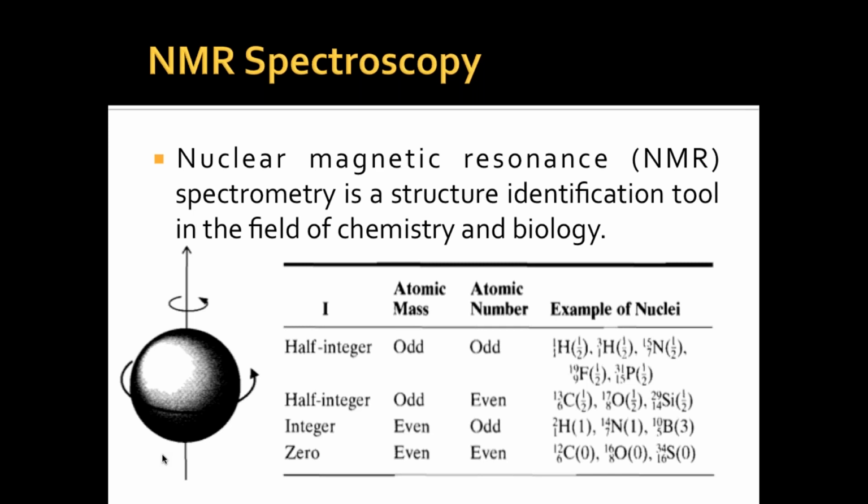as you can see in the last row, if I is 0, meaning atomic mass and atomic number are both even, that nucleus, that atom, is not active in nuclear magnetic resonance. You cannot see that atom. Even if it's 1, you cannot see that. So it should be a half-integer, like 0.5. What we can say from this table, which is easy to follow, is which atom will give you the NMR signal.